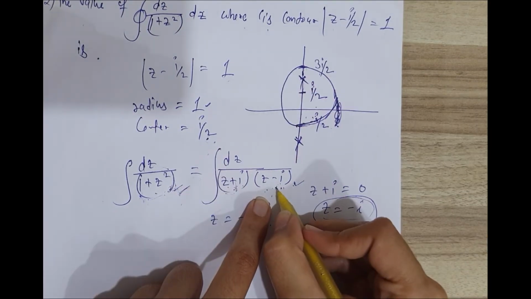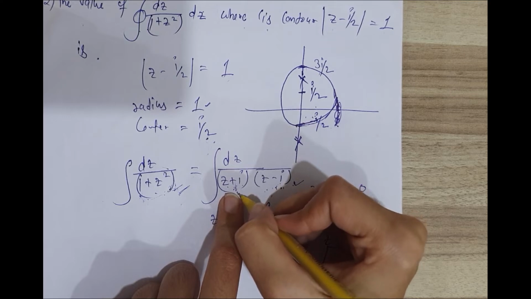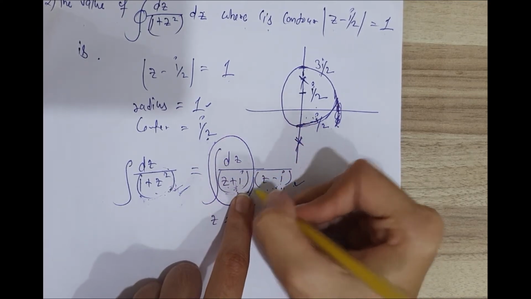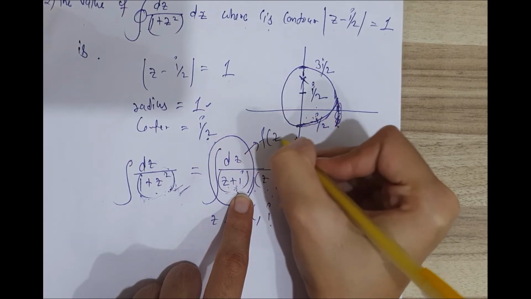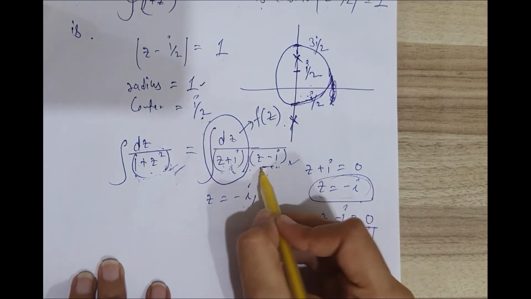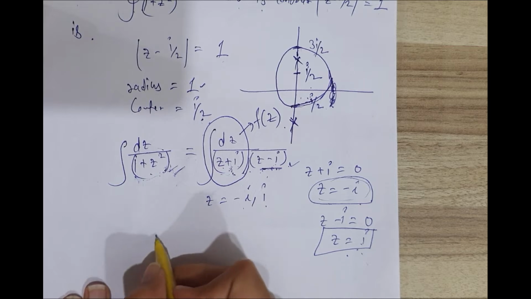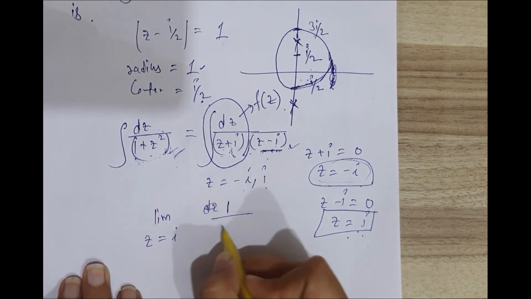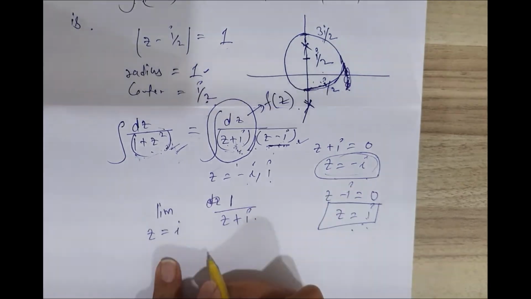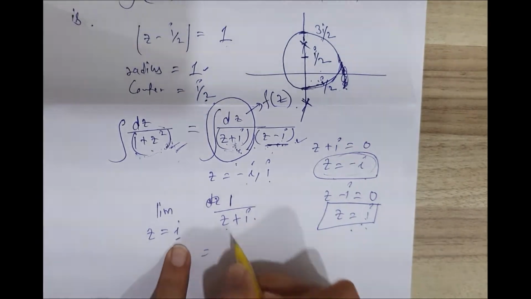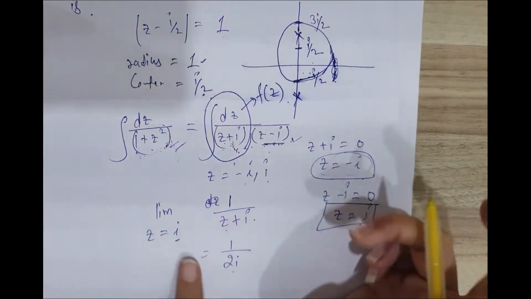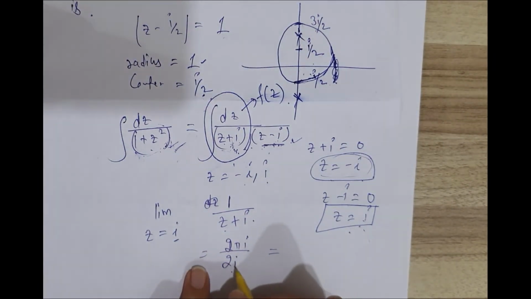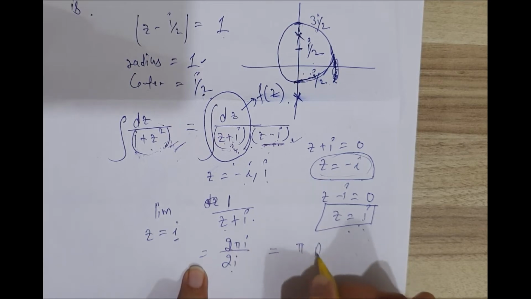This pole lies inside the circle and this pole lies outside the circle. It means that this is f(z) and this will be the limit of z. The limit z is equal to iota, 1 upon z plus iota. Now put the value of z here. It will be 2 iota. Multiply it with 2 pi iota as we did in previous questions. Now the answer comes out to be pi.